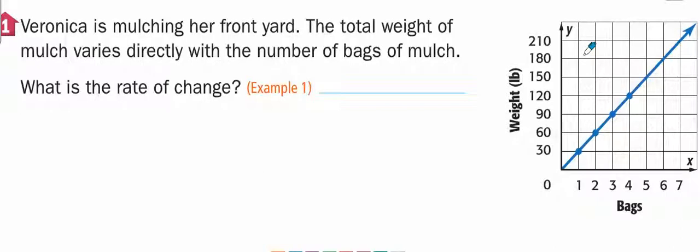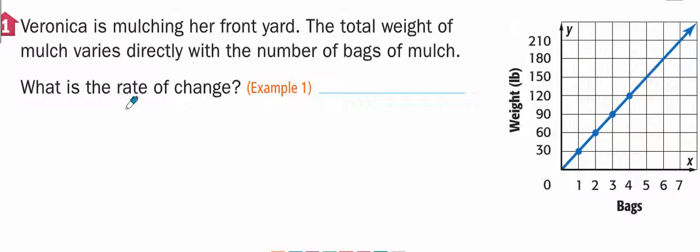This homework assistance video is to help with Lesson 9, Direct Variation. We're going to do the hot and mild problems. So for the first one, we have Veronica is mulching her front yard. The total weight of mulch varies directly with the number of bags of mulch. What is the rate of change?